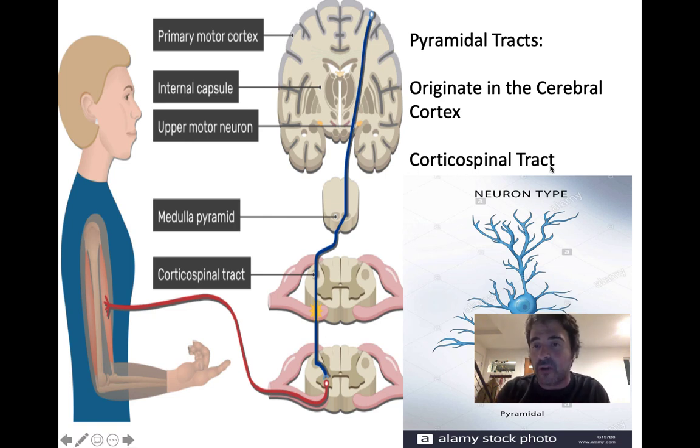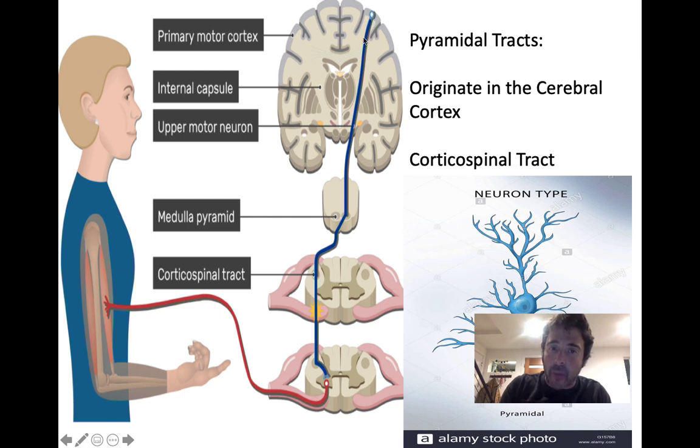The most important of the descending tracts you need to know are what are called the corticospinal tract. Now, pyramidal tracts ultimately regulate essentially the activity of skeletal muscle. Pyramidal tracts are called that because these neurons that you find in the motor cortex, this primary motor cortex that you're looking at here, are what are called pyramidal neurons. So we refer to these tracts that originate from pyramidal neurons as being pyramidal tracts. The most important of the pyramidal tracts to know is the corticospinal tract.